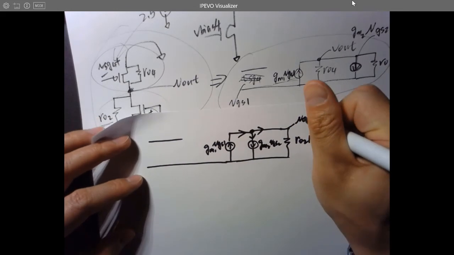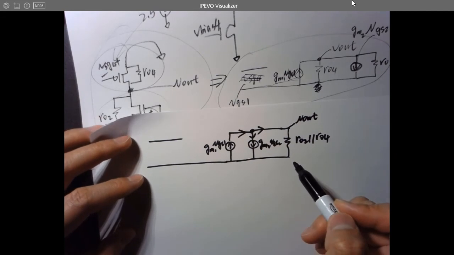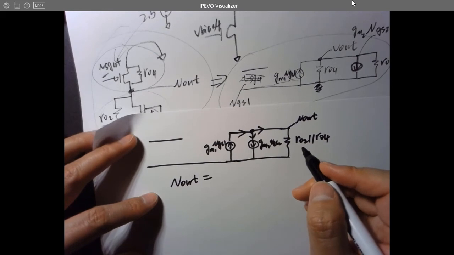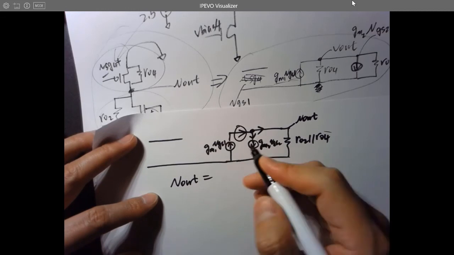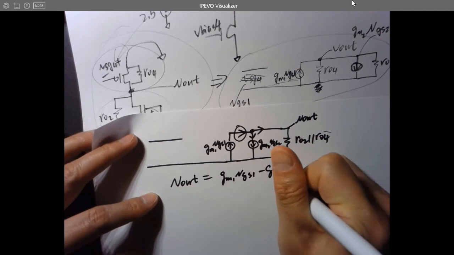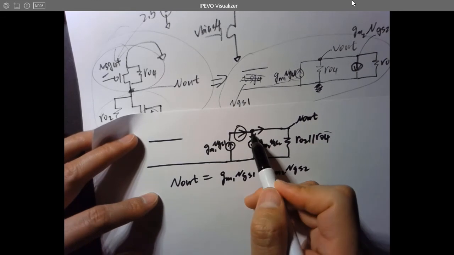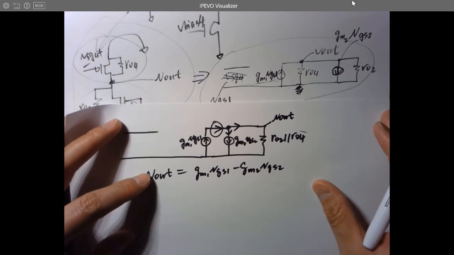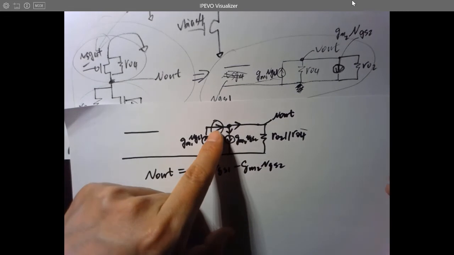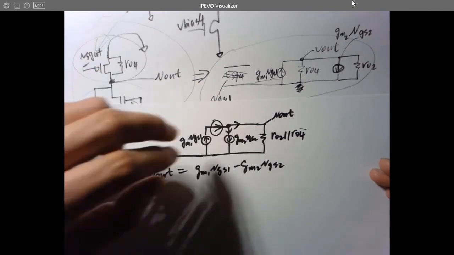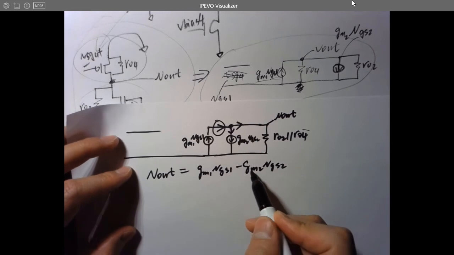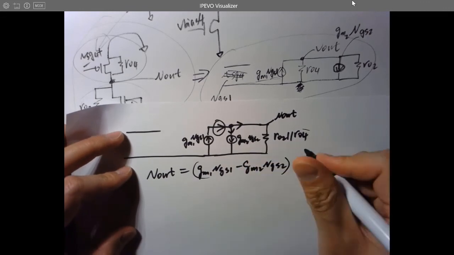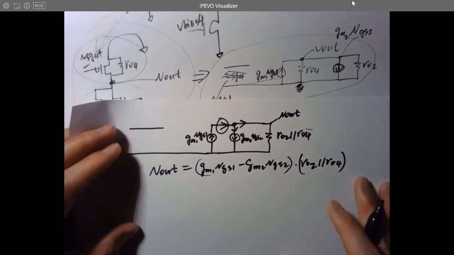So Vout actually equals this current times these two resistors. So Vout equals this current minus this current, times the resistors. It's going to be GM1 VGS1 minus GM2 VGS2, because of KCL, Kirchhoff's current law: the overall current going into the joint equals the current going out from the joint. So that's the current going into the joint, and this is one of the currents going out of the joint. So we try to get the other one. We use this one minus the other one, getting this current, and times RO2 in parallel with RO4 will be Vout.